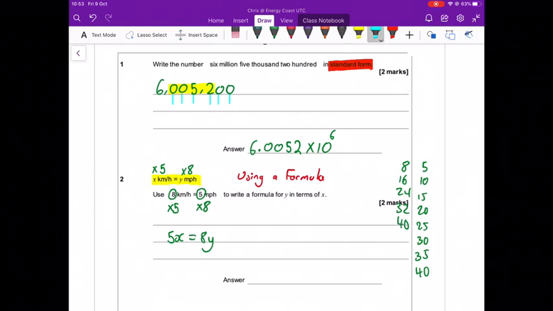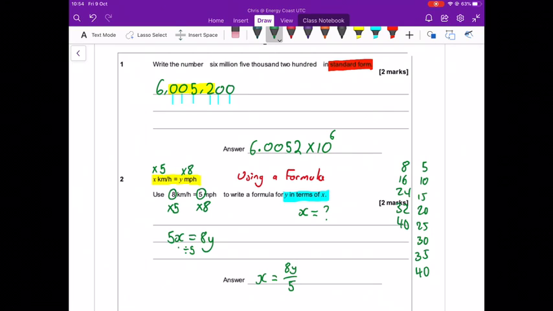Find a formula for y in terms of x. What that means is I need my answer to be x equals something. So this one I'm going to write straight in my answer box. X equals, what do I do if I want to get x on its own? I need to divide by 5 both sides, because 5x will become x, so I'm going to get 8y over 5.